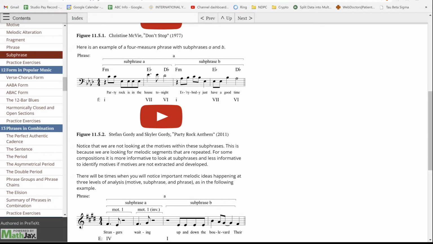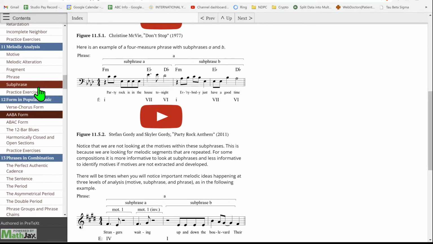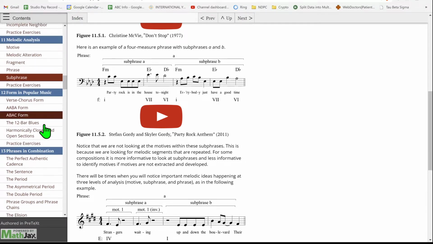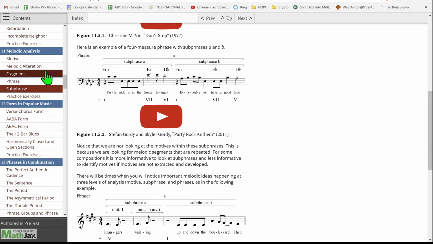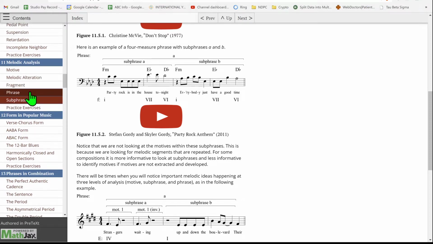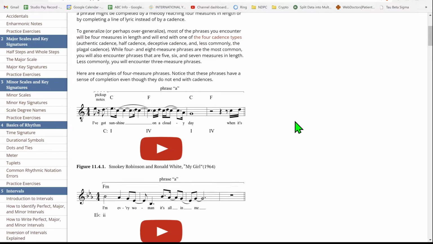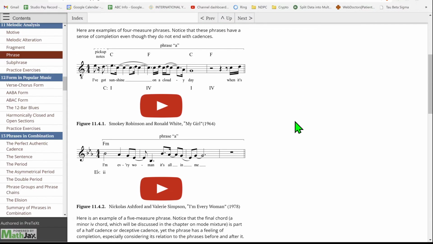Let me look at the email to see what else you have here. Okay, so subphrase, phrase. All right. Well, phrase, that's easy, okay? A phrase is basically a short musical sentence, right? And like I said, they end on a cadence, and they tend to feel like ends of sentences. I've got sunshine on a cloudy day. That's a phrase, right?